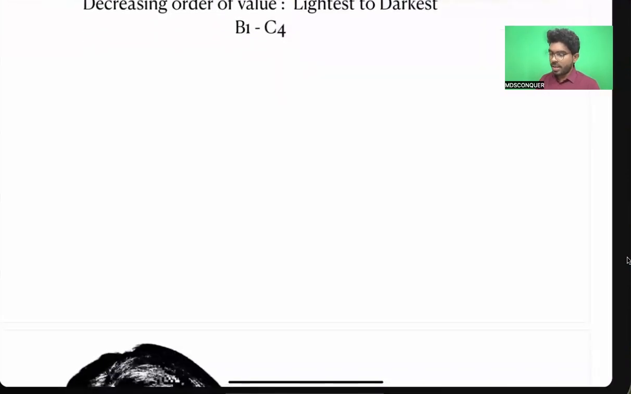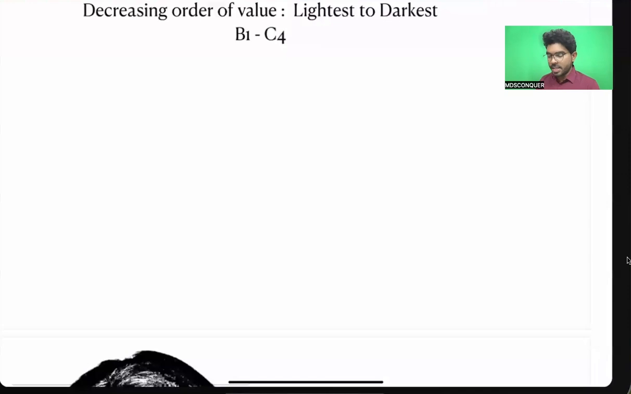Okay, so can you tell me the decreasing order of value, that is from lightest to darkest? Very frequently repeated INI-CET question. Yes, it starts with B1, B1, A1.